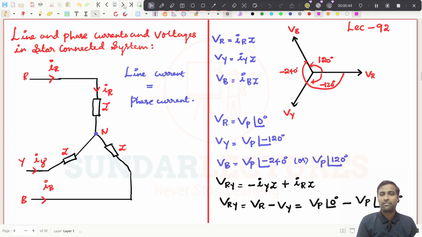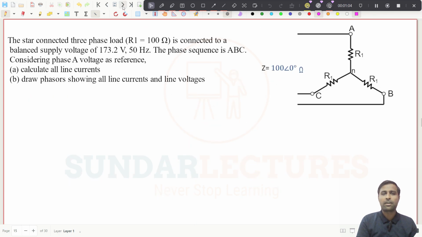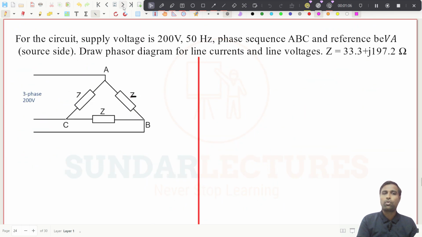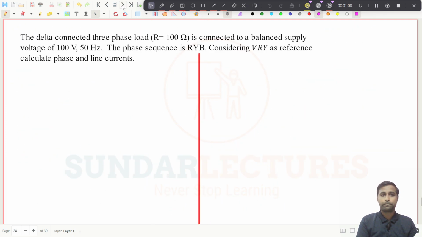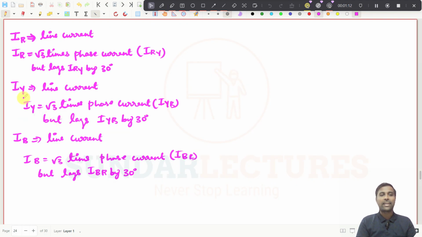Where it is, we would have derived it and written it finally. See, VRY here is the line voltage, which leads the phase voltage by 30 degrees, and VRY will be root 3 times higher than the phase voltages. The same thing applies in a delta connected system: the line current will be root 3 times the phase current.